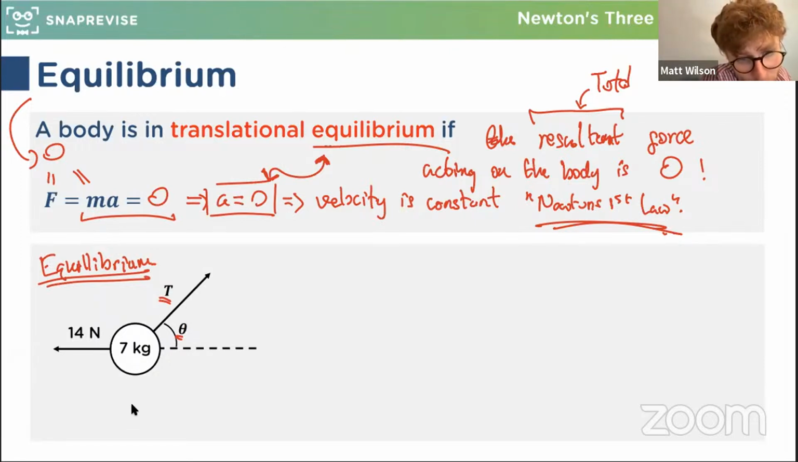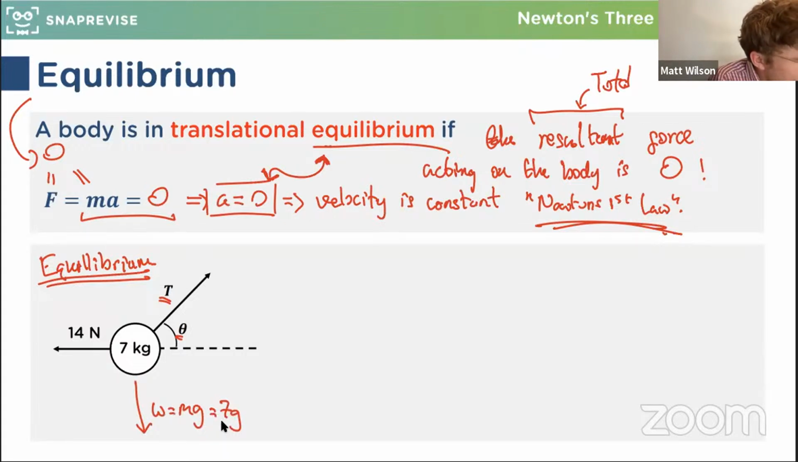We're looking at a free body diagram, a diagram that shows all the forces acting on an object. Although we're going to imagine that this object is above the surface of the Earth and so is also feeling a force due to its weight. And remember, its weight is its mass times g, and its mass here is 7. So there's a force of 7g pointing downwards as well.